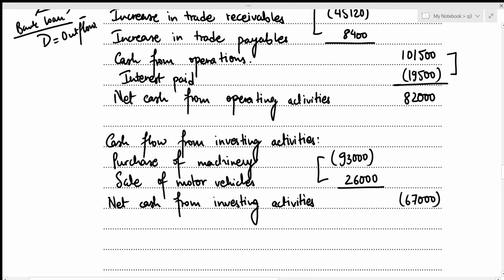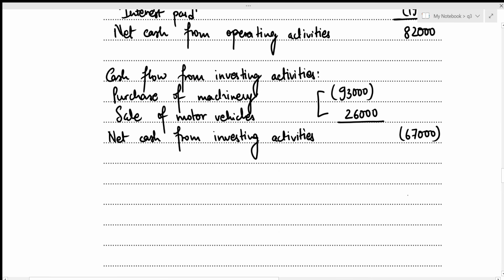Okay, this concludes our second section. So now we can move towards the final section, which deals with financial activities. So that's cash flow from financing activities. And financing activities section deals with our equity and non-current liabilities. So let's have a look above.